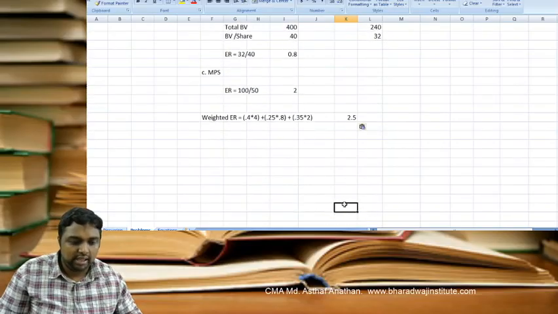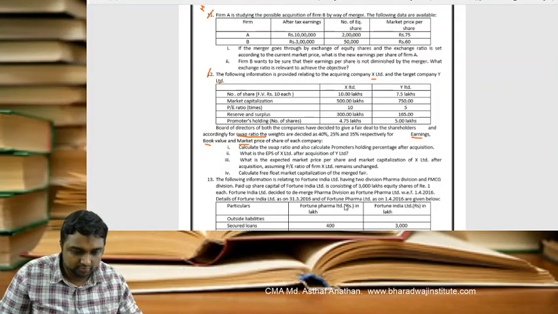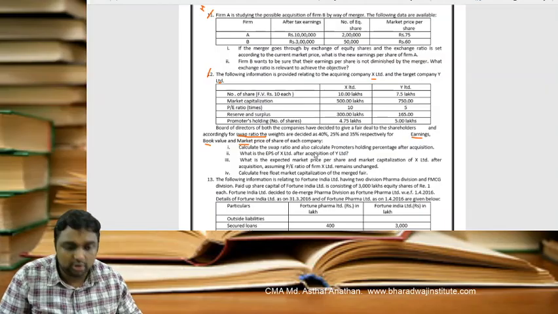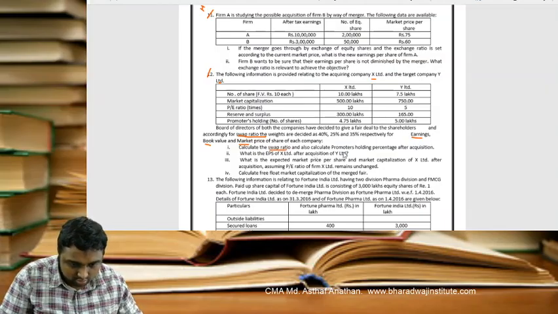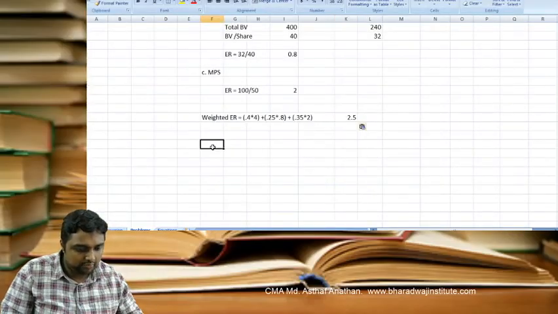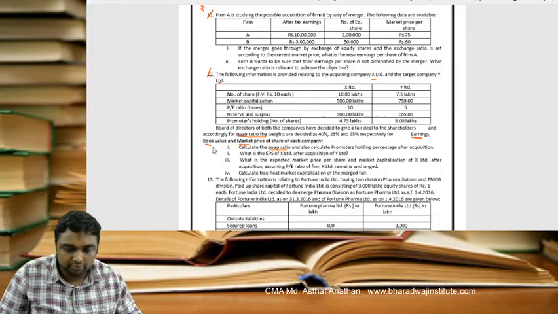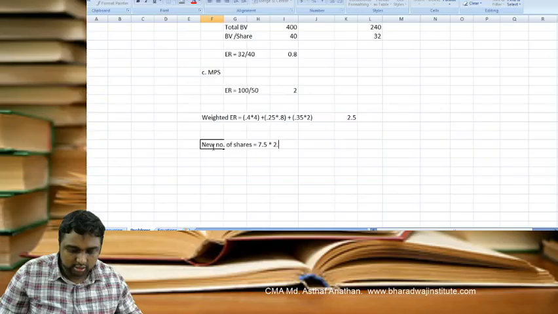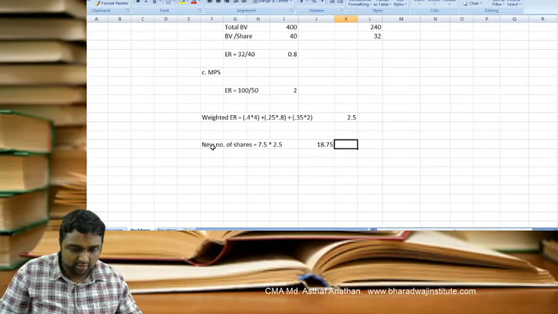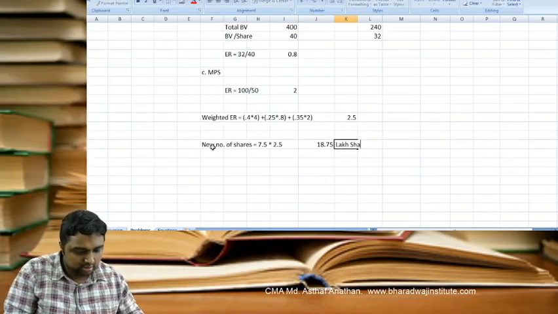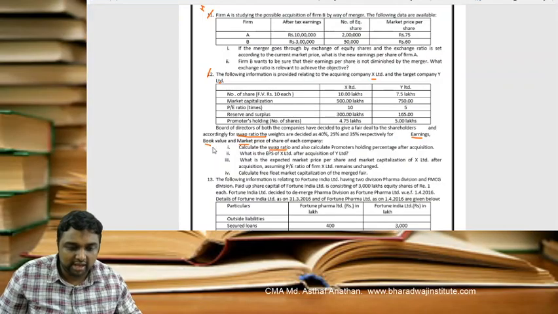Exchange ratio is 2.5. Exchange ratio, another name is swap ratio. So what will be the new number of shares? The new number of shares will be 7.5 lakh shares into 2.5, which is 18.75 lakh shares.